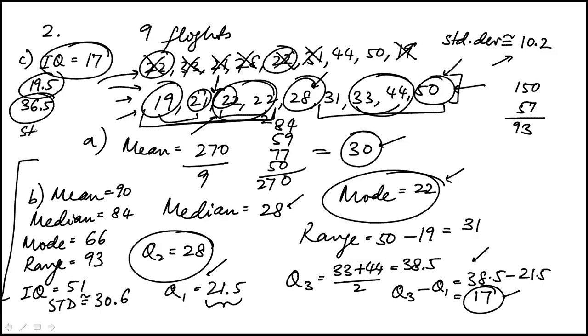And same thing for standard deviation. When you subtract a fixed number from each of the data points, the standard deviation remains unchanged, so it would stay at 10.2.